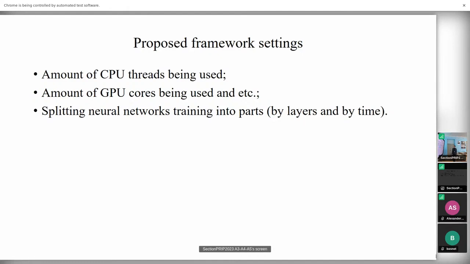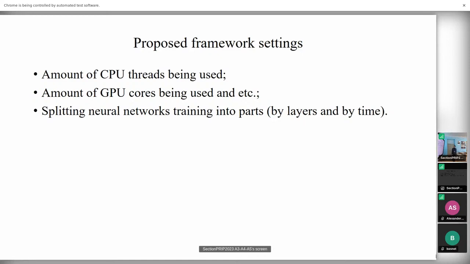The third parameters are splitting neural network training into parts, by layers and by time. The first means that we can train a single layer of a neural network without touching the other ones. We can train a single layer of a neural network, save it on the computer, and later perform the training of another layer, and the trained layer will be loaded automatically. We can also measure the time of training. We can limit it just by setting the amount of time for training each layer.